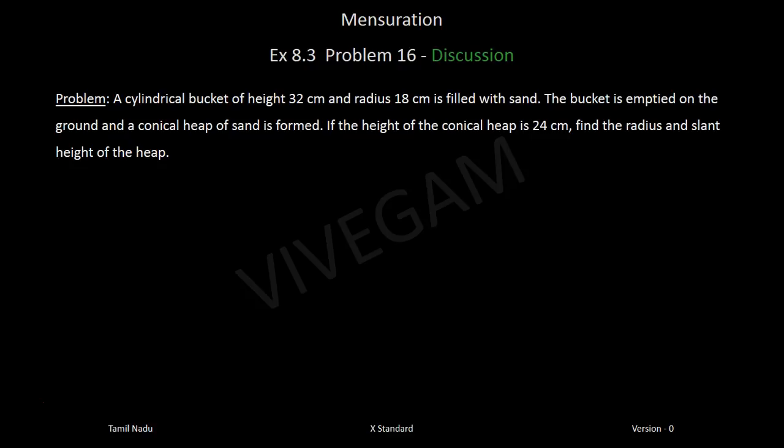Good. So let's mark what is given in the problem. Cylindrical bucket, height of it is 32 cm. Radius is 18 cm. It's full of sand. This bucket is emptied into a conical heap of sand. The height of the cone is 24 cm. Okay, that's what is given. So let's write it.